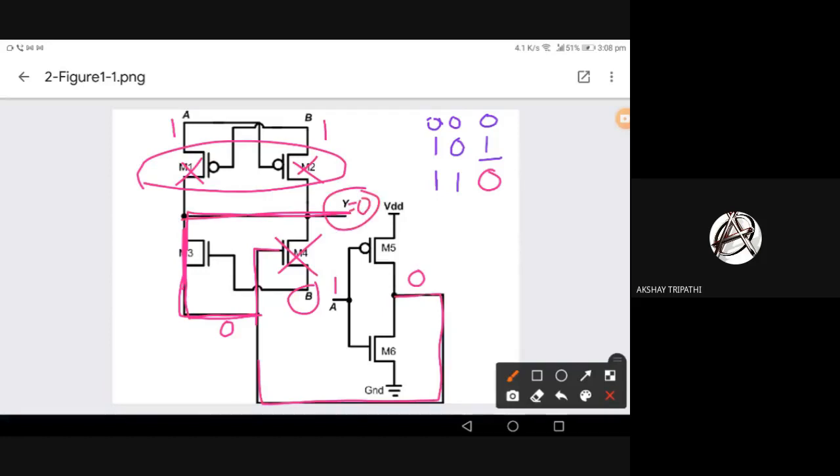So one thing is both M1 and M2 are off because A and B are high. So both PMOSes at the top are off. We don't need to consider that. Now we're considering the bottom. A is 1, so this NOT gate output is nothing but A bar, which is 0. So 0 is making M4 also off. But B is high, so B is making M3 on. So B makes A bar go into the Y, right? So very simple. Y becomes 0. Clear?